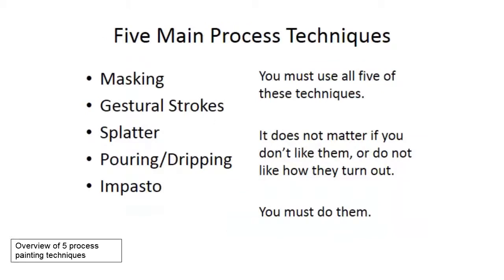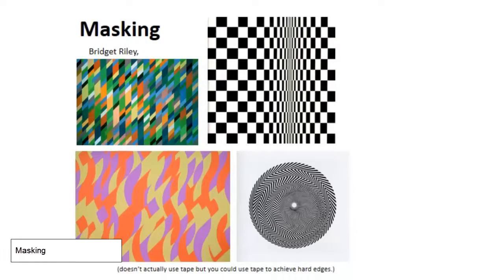Here are the main process techniques. I'm going to walk you through them. Just keep them in your head. You must use all 5 of these techniques in some capacity on your painting. It doesn't matter what order, but try to think ahead. As you look through some of these sections, think: how am I going to use this? What colors am I going to use with this? What am I going to do? What process? So yeah.